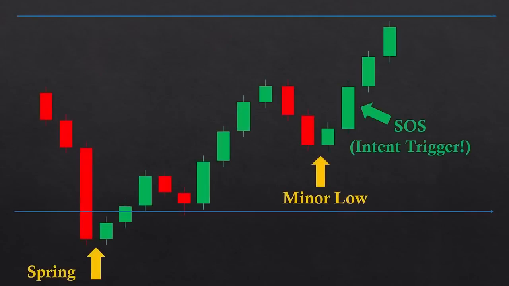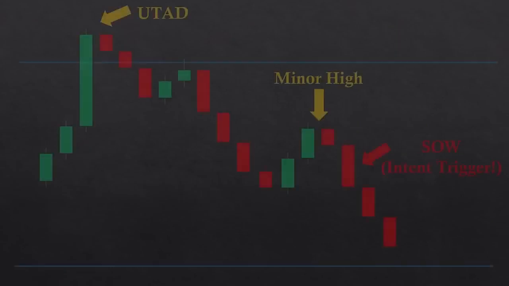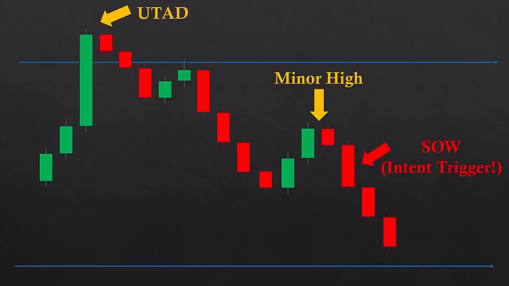In this illustration, you can see a textbook example of an entry inside the range. Observe how the trigger occurs after a sign of strength candle appears right after a minor low. In this next illustration, you can see an example of an entry inside the range. Observe how the trigger occurs after a sign of weakness candle appears right after a minor high.